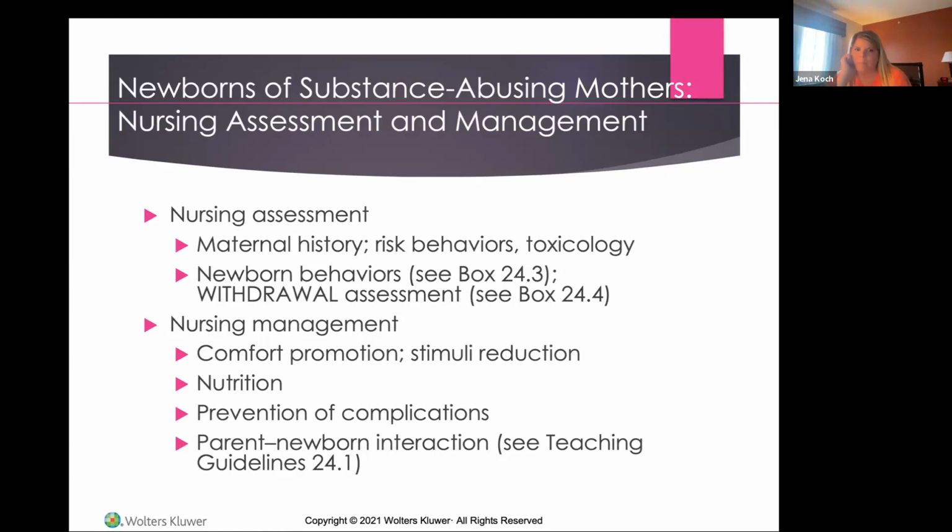So depending on what the substance is, the score or the withdrawal assessment of the newborn, it may be that they need additional drug therapy to help ease those symptoms. But we always want to make sure that you're doing what you can first non-pharmacologically, right? Because we want to make sure that we've exhausted that option before we start any type of drug therapy. Making sure that they're getting the correct nutrition.